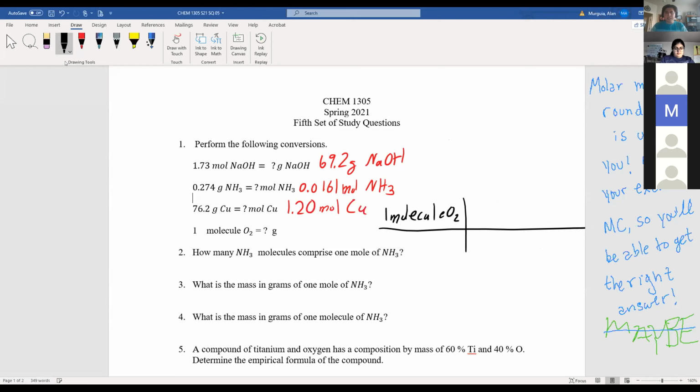You're on the right track. That is a step, but not quite. Remember, this is not a mole, where a mole is something else. This is a molecule, meaning we have only 1 O2 molecule. So this is an O2 molecule. There's a singular one of this. We're trying to see how much this 1 molecule weighs in grams.